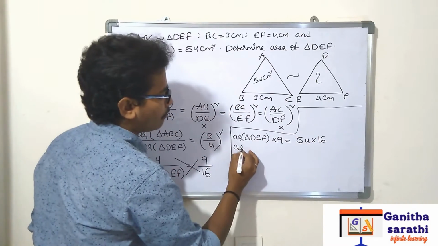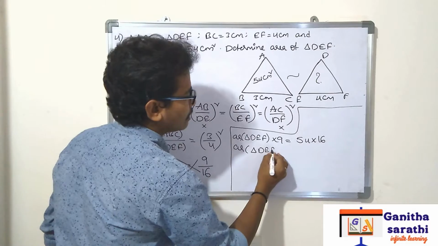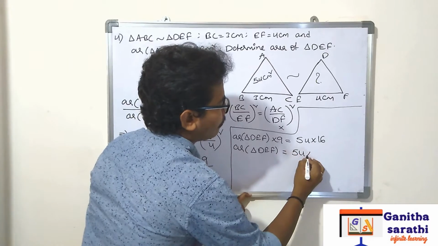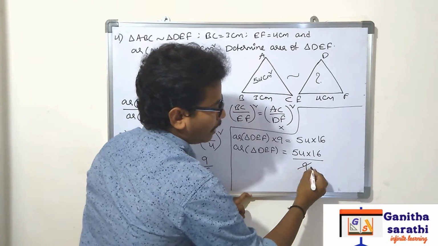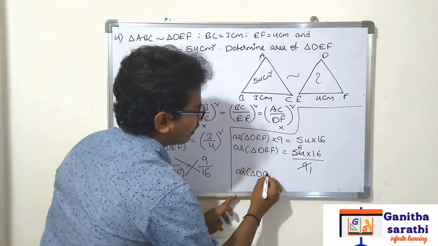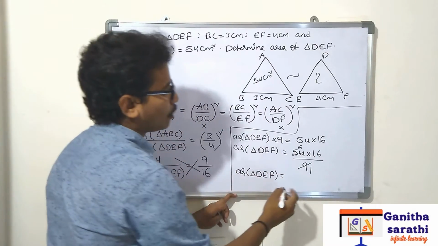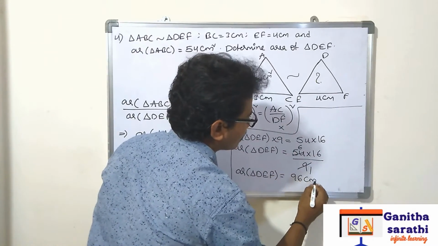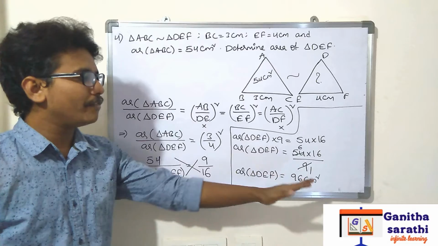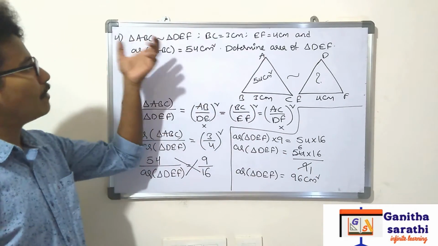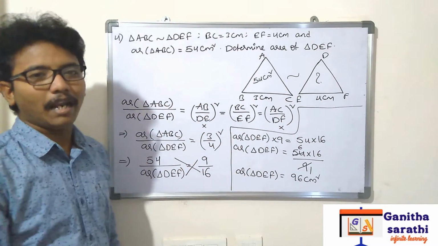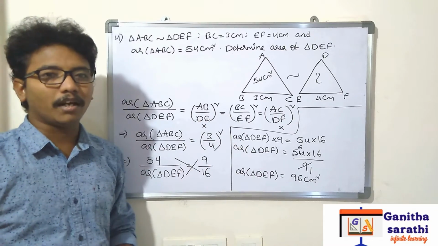Right. Now area of triangle DEF is equal to, making this 9 go to the right hand side, it becomes division: 54 into 16 by 9. 9 sixes are 54. So area of triangle DEF is equal to 16 sixes, which is 96 centimeter square. Area of triangle DEF is 96 centimeter square. Already at first he is giving that the two triangles are similar, so there is no need of proving the similarity again. Understood? So now let us move on to the next problem.